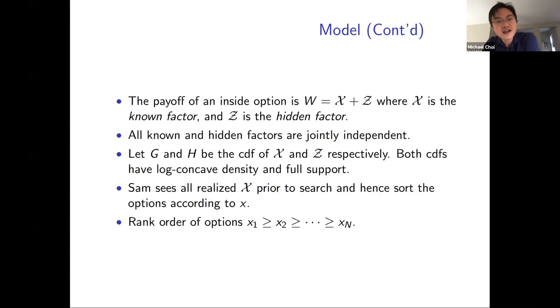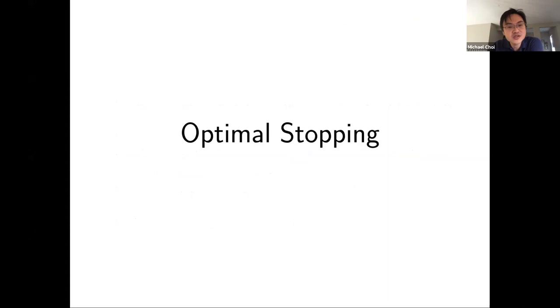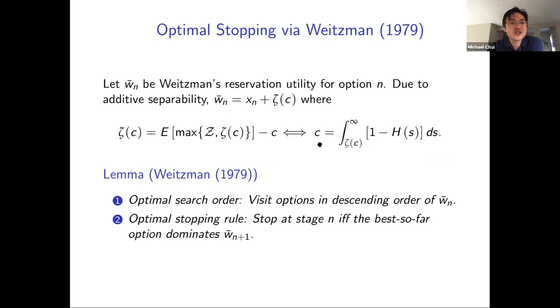Okay, with your permission, I will move on. So optimal stopping is actually straightforward in this model. We almost immediately just apply Weitzman's result. The stopping rule here will be a reservation rule. So this W bar N will be the reservation utility for each of the options. Because the payoff is additively separable, W equal to X plus C, the cutoffs are also additively separable. So the stage N cutoff is the sum of the stage N known component plus an optionality term theta. Theta is very easy to compute. You just use the standard, well, some people call it the McCall equation, which says you're indifferent between accepting theta right away or paying a search cost C to explore one more option.